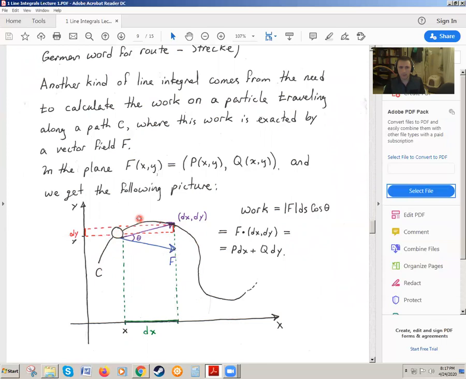So the force pulling at the bead, at the particle, has two components. It has the x component and it has the y component. And let's say we have a full description of what the force field does to any point x, y. So at some point x, y, it will be some function P of x, y at the x coordinate, Q of x, y at the y coordinate. And we want to know what this force is doing to this particle.